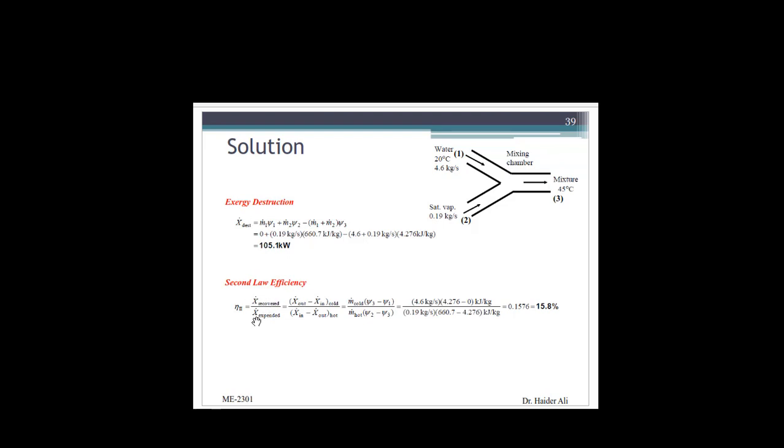And the second law efficiency is basically exergy recovered divided by exergy expended, where exergy recovered is in the form of the cold fluid, and exergy expended is in the form of the hot fluid. This comes out to be 0.158, or 15.8%. I hope the numericals are clear to you.